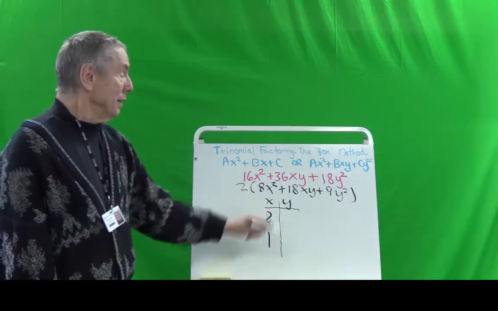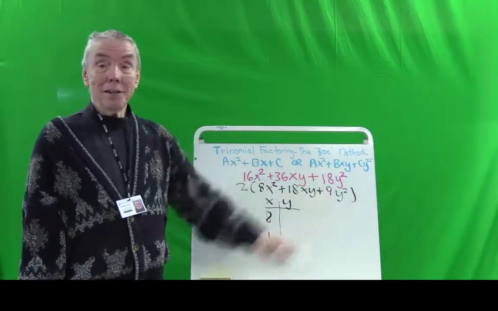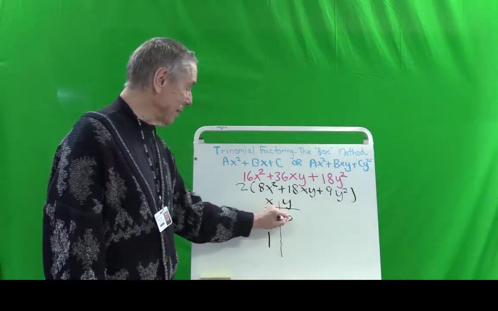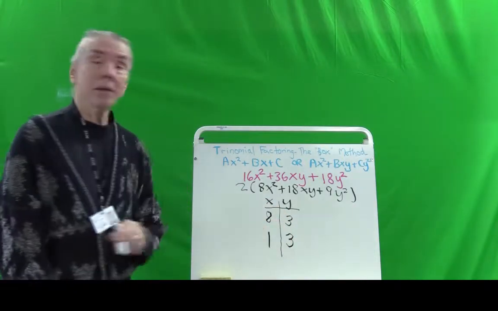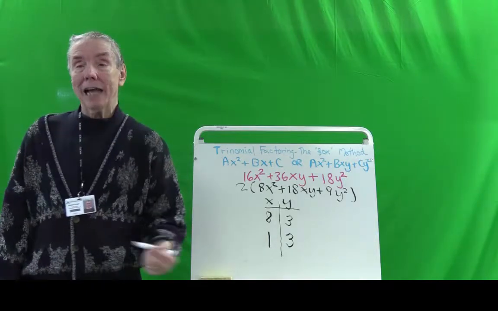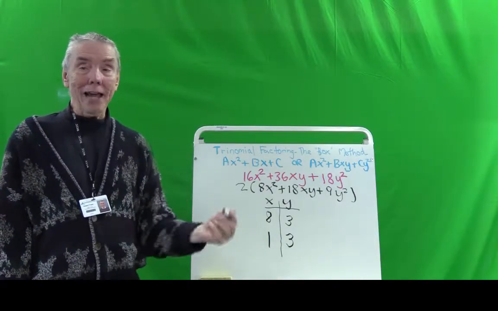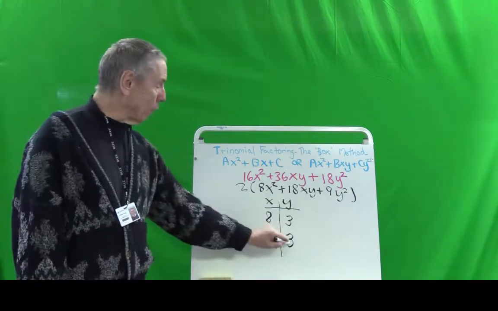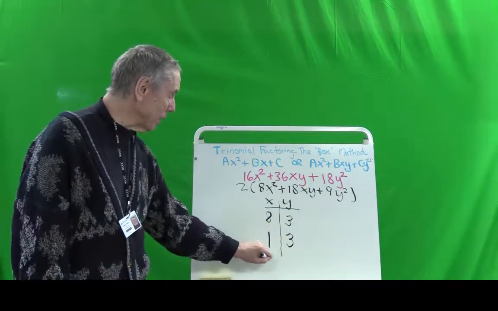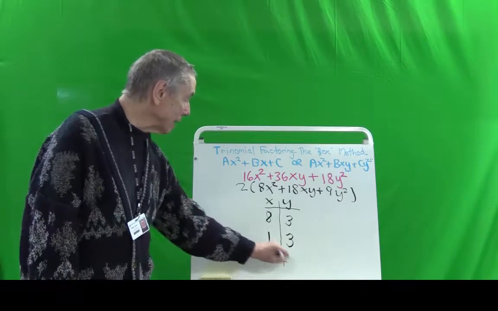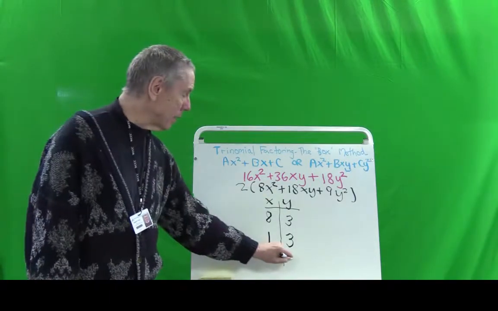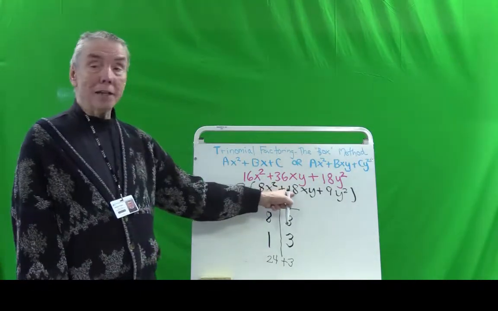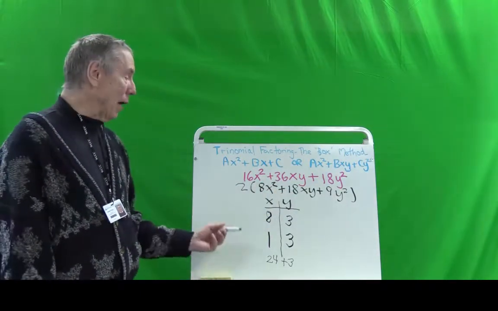For y, I'm going to look at 9, and there's several ways that that can factor. One of them is 3 times 3. Just like in the last video, we would use the x pattern. 24, 8 times 3, plus 1 times 3. That's a total of 27, nothing like 18. So that one was wrong.